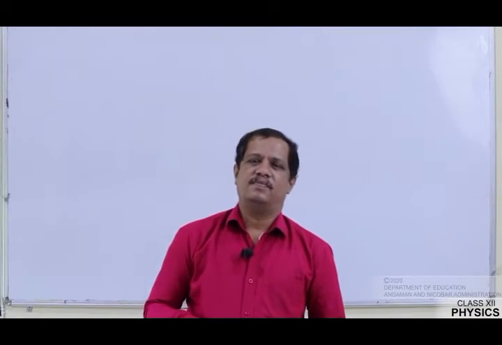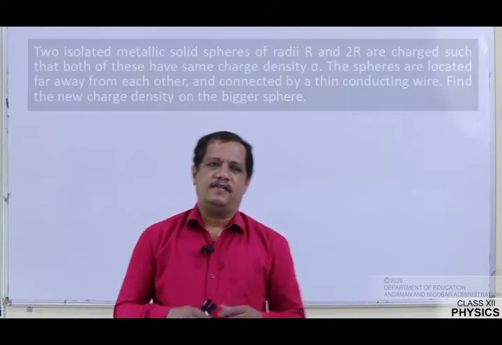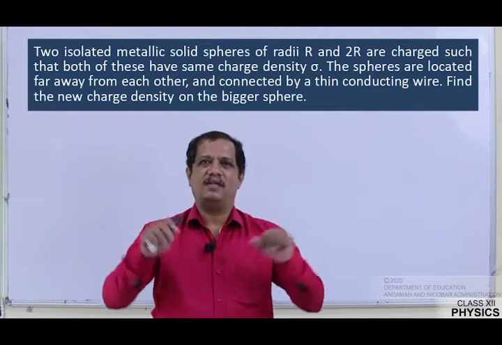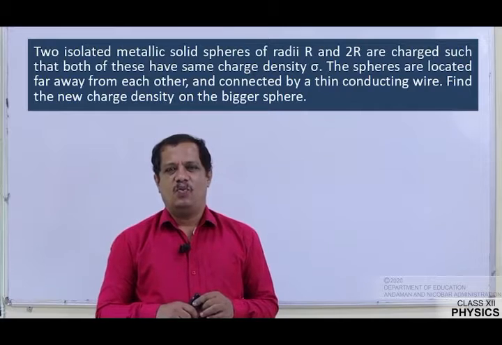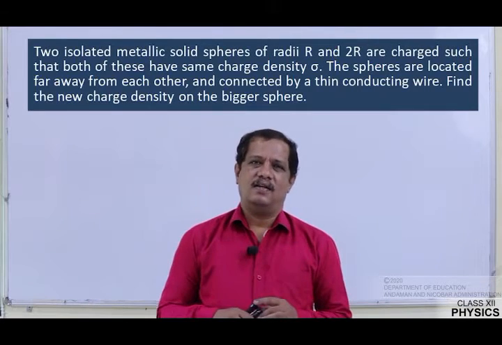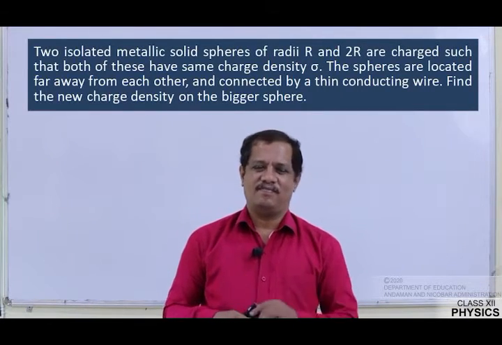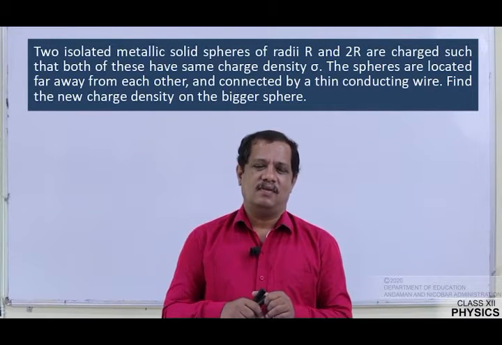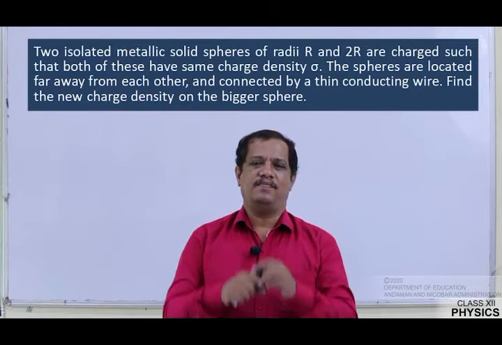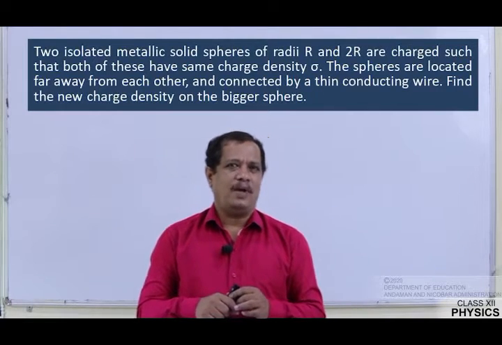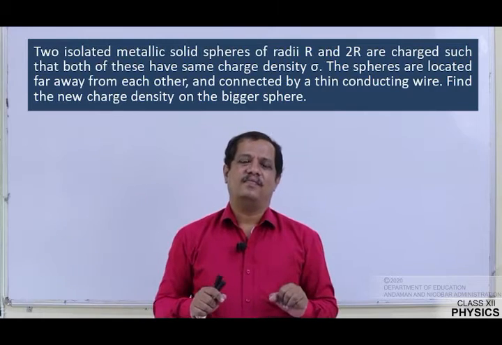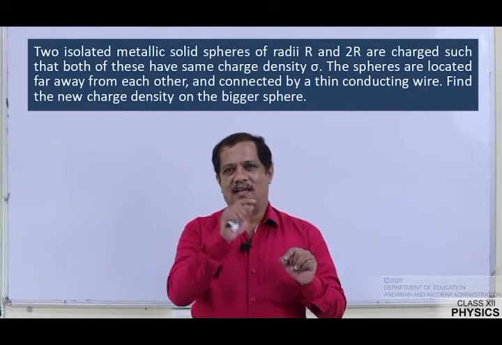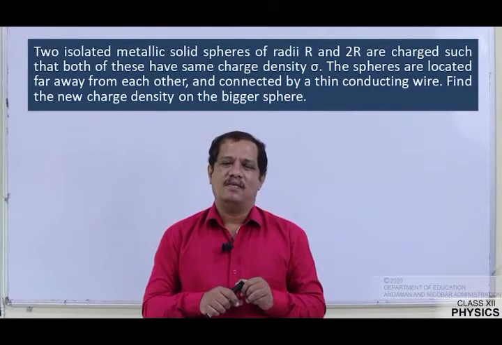Hello, dear students. The problem is I have two separate metallic spheres. One of radius r, the other of radius 2r. Both the spheres have the same charge density. Both are placed far apart. Now, the two charged spheres are connected with the help of a conducting wire.